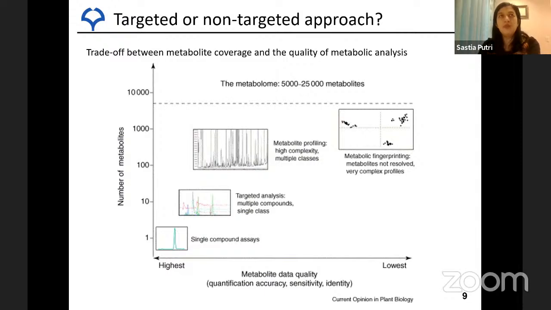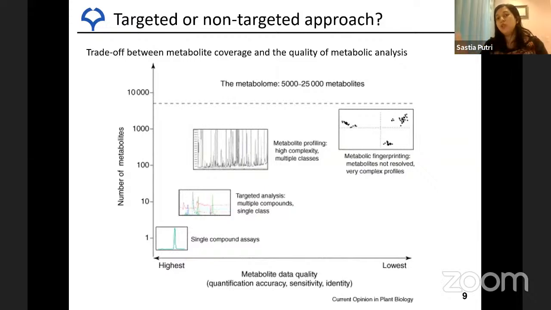And for example, if we want to analyze vitamins, and we would like to analyze only the water-soluble vitamins, there are very limited compounds, and it's from one single class, then you could have a targeted analysis where you can focus on, for example, sugar analysis or amino acid analysis. These are multiple compounds, but within a single class, and then you could develop one beautiful analytical method to measure this one single class, if your biological question can be answered just by measuring this one single class.